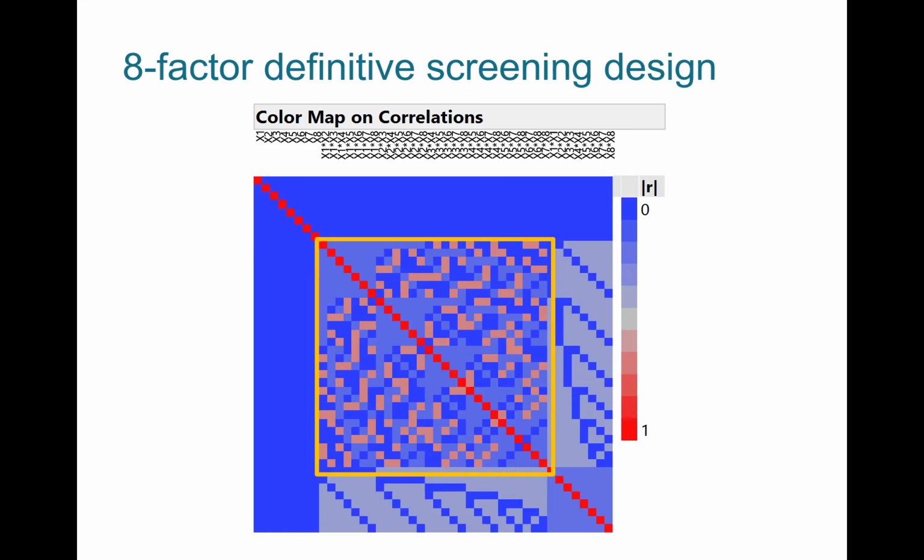That means that you're going to have trouble to estimate interaction effects. You're going to have trouble to get precise estimates of the interaction effects. Also, the rest of the color map is not perfectly blue, as you can see. But I would say the biggest problem for this particular color map is the central part with substantial correlation between the interaction effects.